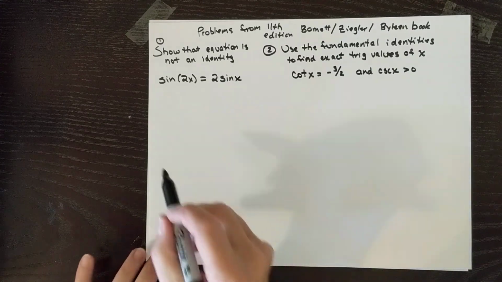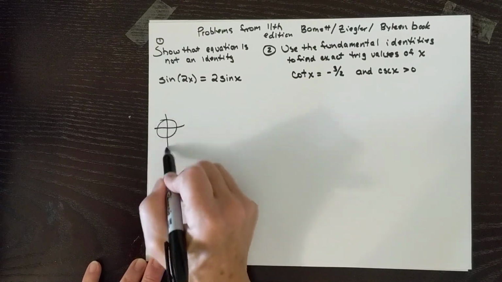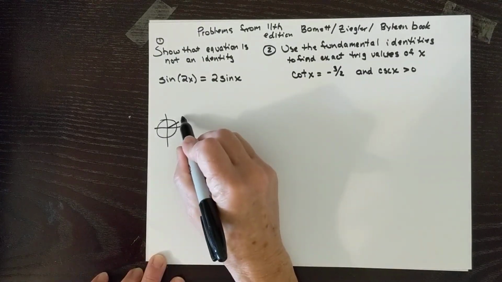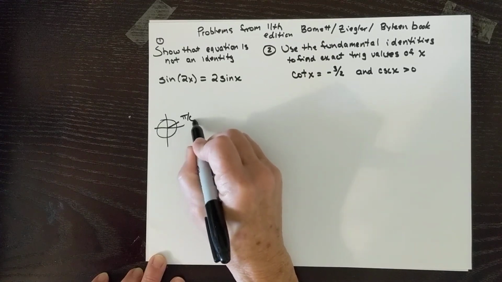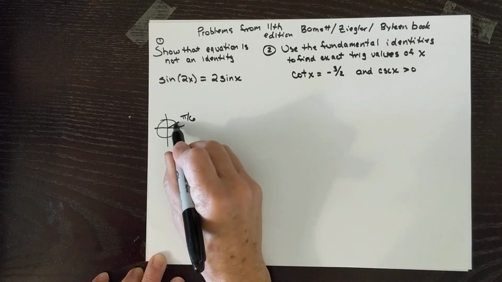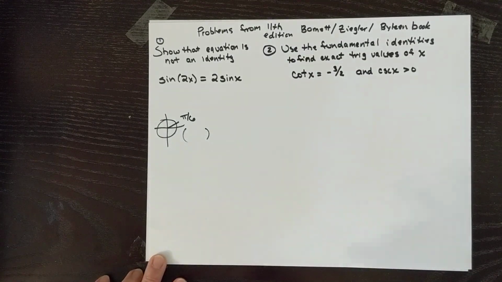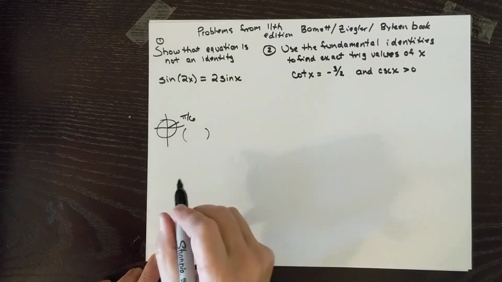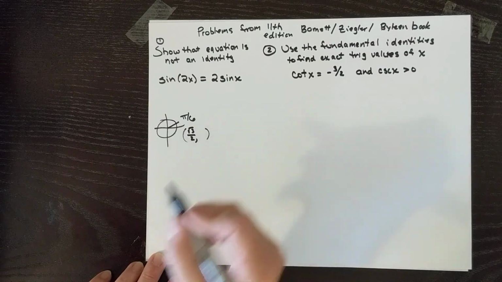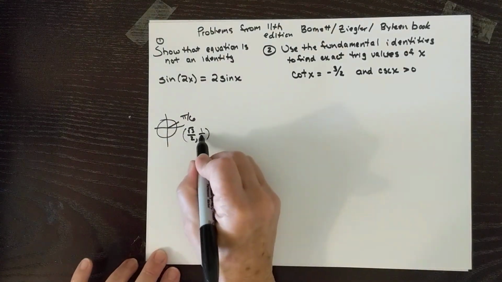So what I'm going to do is pick a value off the unit circle. I'm going to choose pi over 6, this angle value. And so if I think about my unit circle, the coordinates for this point on the unit circle, the cosine of pi over 6 is the square root of 3 over 2, and then the sine of pi over 6 is 1/2.